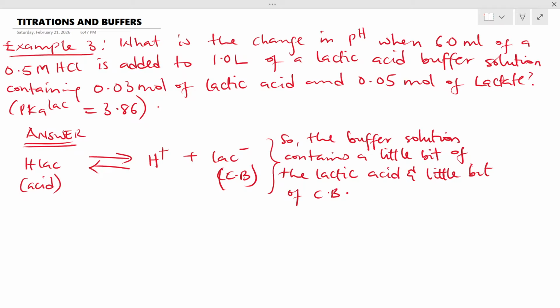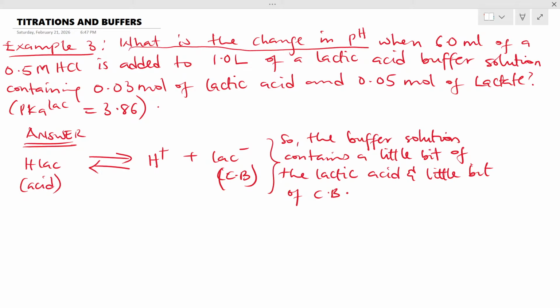Alright, so also we were told that they are in 1 liter of what? Solution. So the question says, what is the change? That's what the question is. So understanding your question is key. The question says, what is the change in what? pH. As such, we need the pH before and the pH after. So we will just go ahead and calculate the pH before.